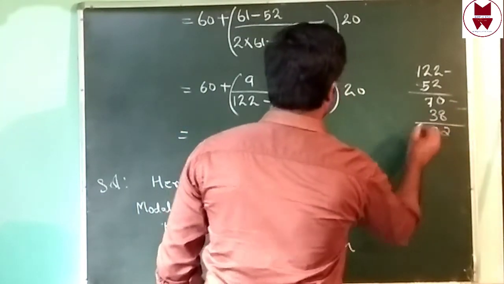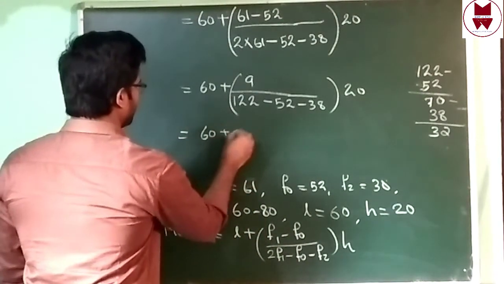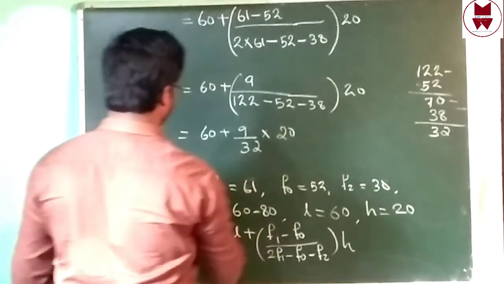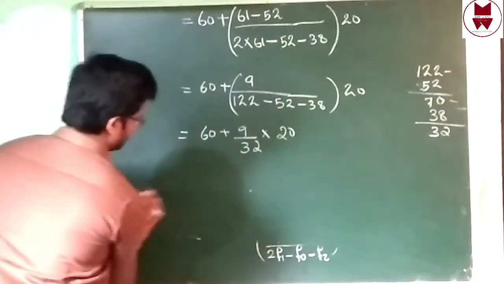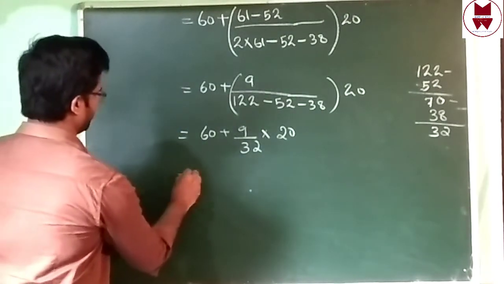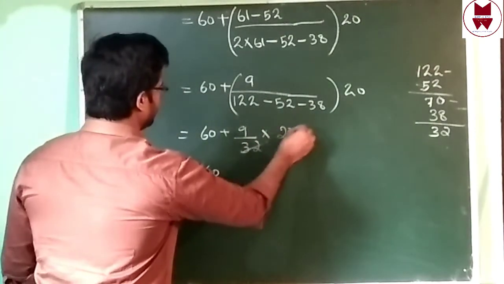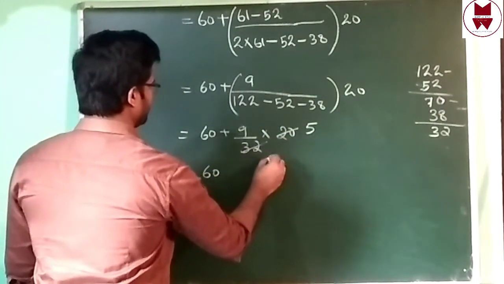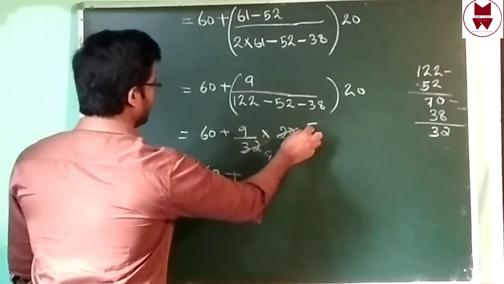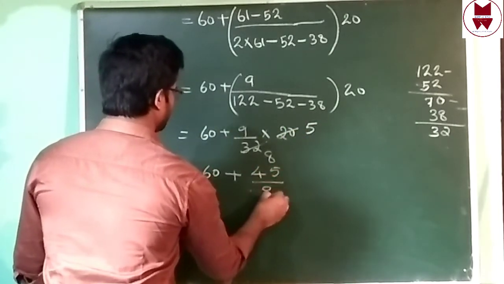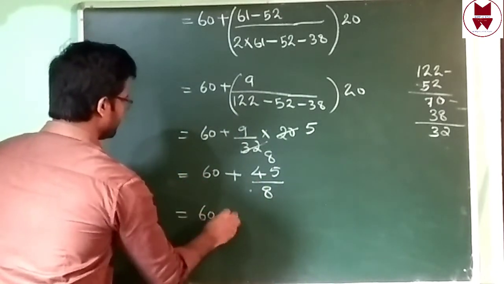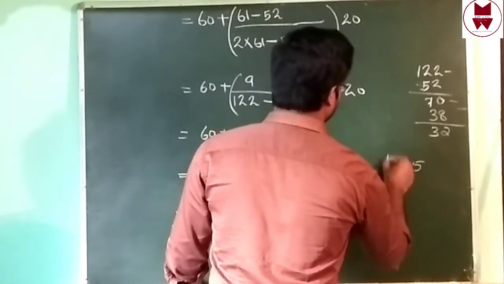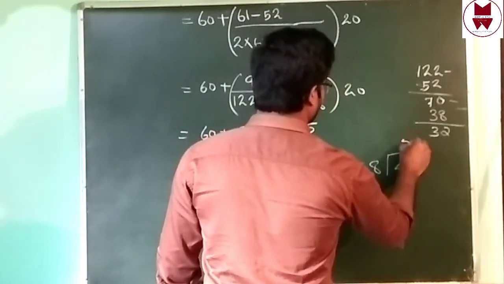32. 60 plus 9 divided by 32 into 20. This 32 and 20 cancel using 4. In 20, 5 times. In 32, 8 times. 9 into 5, 45 divided by 8. 60 plus, you can divide 45 divided by 8. How many times? 5 times, isn't it?